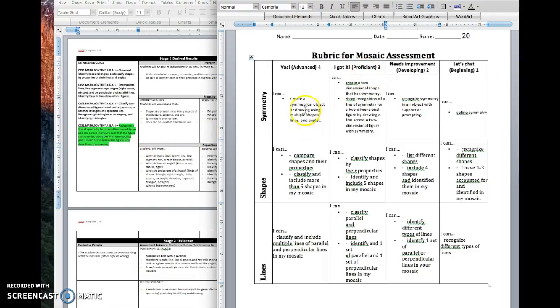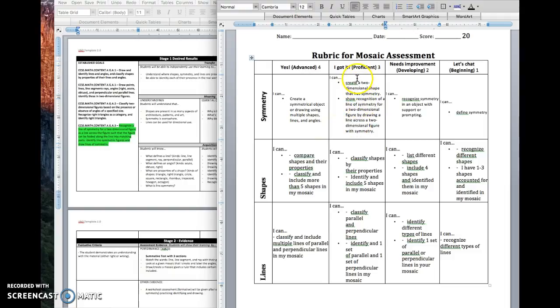They have to draw lines of symmetry, so they can do that here, and they can actually show recognition of a line of symmetry for a two-dimensional figure by drawing a line across a two-dimensional figure with symmetry. So they'll draw the figure that has the symmetry, and then they can draw the lines of symmetry. They can show recognition by drawing that. And maybe, Sam is the teacher. She could be the judge if she wants them to label. So maybe it could say by drawing and labeling, if she wants that, or if the line across is simple enough for her to be able to figure that out.